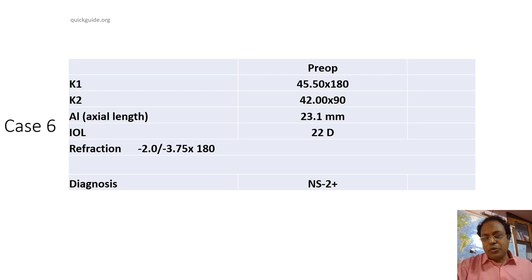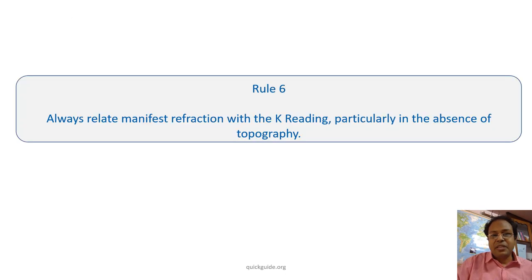The other thing that I noted over here is the refraction and the axial length are not matching. If you see the refraction over here, the refraction is minus 2, the axial length is 22, which is not very matching, but it could be because of the grade 2 nuclear cataract that this patient has, which is often called the index myopia. But definitely the K readings and the manifest refraction are not matching here. So rule 6 is that we should always match the manifest refraction with the K readings.